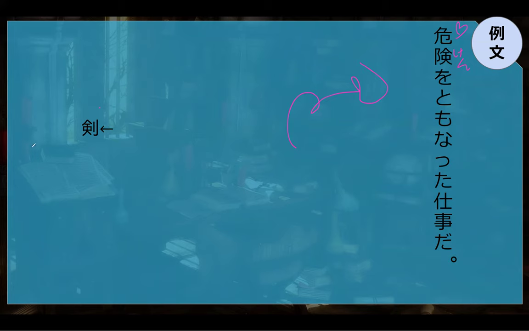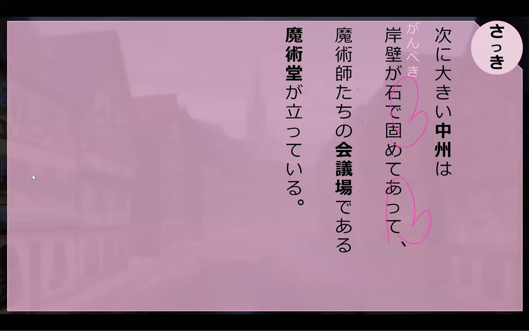Okay, so it is ken. Kiken o tomonau shigoto da. It's a job. It is a job that has danger come with it. Perfect. That's exactly what it means. How do you read this word?